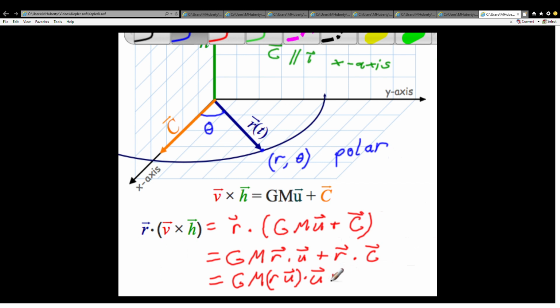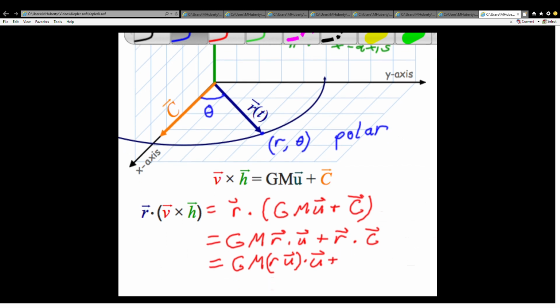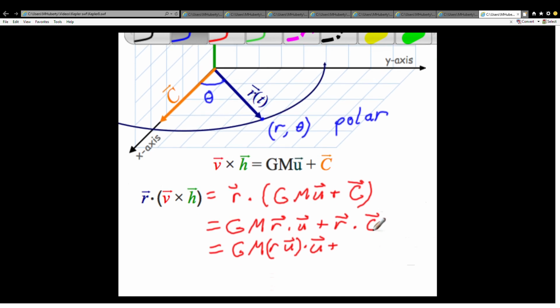Maybe a little less obvious is what we're going to do next with the r dot c. R dot c, if you look at that, you're saying, okay, you've got a dot product between two vectors whose angle we know. We're going to use the definition of dot product. Okay, definition of dot product says, oh, it's the magnitude of the first vector times the magnitude of the second vector times the cosine of the angle between them. Right, that's definition.